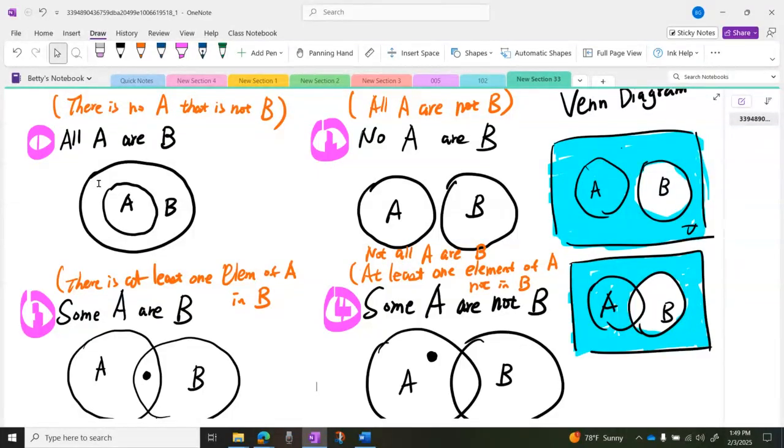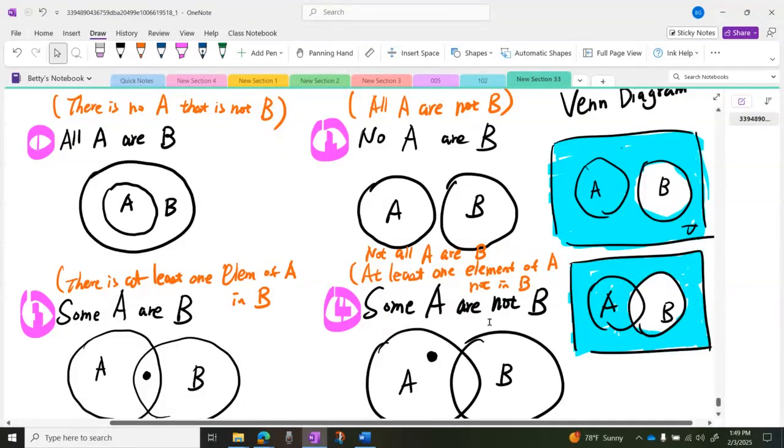One common mistake is to mistake number 2 as the negation of number 1, which is incorrect. If you wanted to say that, do not say that, because it's not correct. No A are B is not the negation of all A are B. Let's think about which one is the negation of all A are B. Not all A are B. At least one element of A not in B.